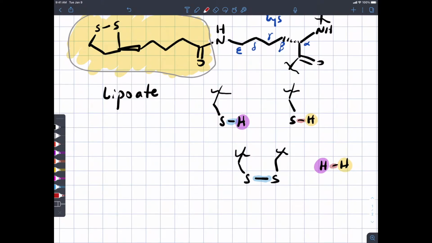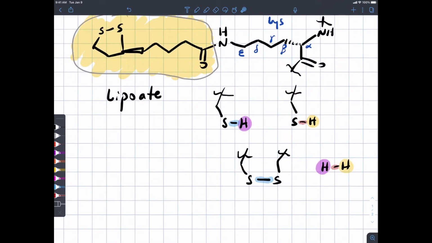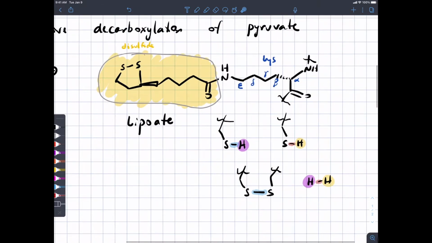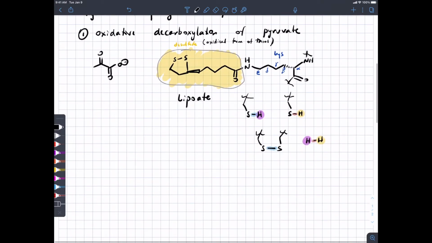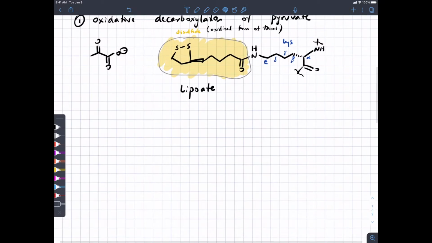And it's not as though hydrogen gas bubbles off completely. In fact, oxidation of thiols to disulfides often happens spontaneously in oxygen, so oxygen's involved in this process. But the disulfide is an oxidized form of the thiol. Okay, so in this process, I'm going to just get rid of that since we've talked about disulfides.